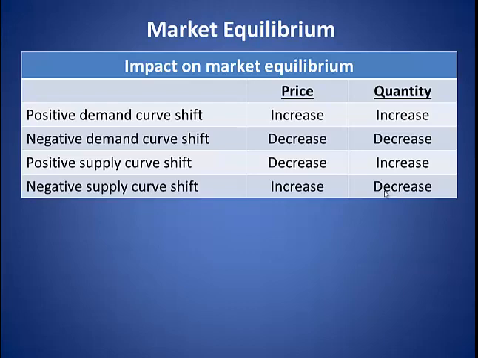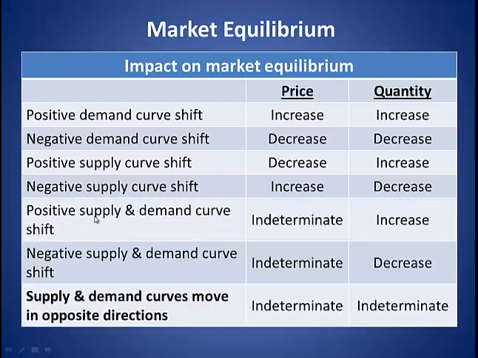Now, the problem is that both curves can move at the same time. I did not create a depiction of that because I think it's a little more difficult to illustrate. But here's what happens when we have shifts in supply and demand. If we have a positive shift in both supply and demand, in order to achieve market equilibrium, we cannot determine the price, but we do know the quantity is going to increase.